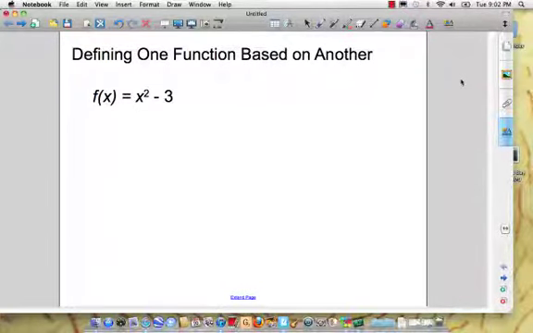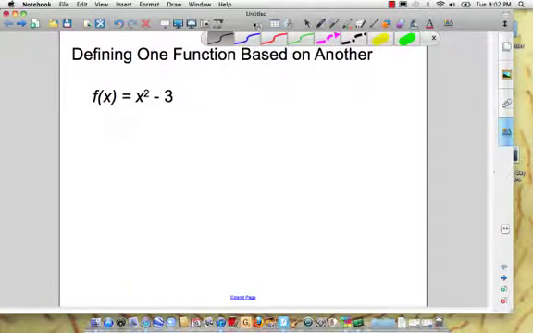This lesson continues our study of functions, and in particular we're going to be looking at how you can define one function based on another. I really like this topic because it gives you really good practice using function notation and just using math notation in general.